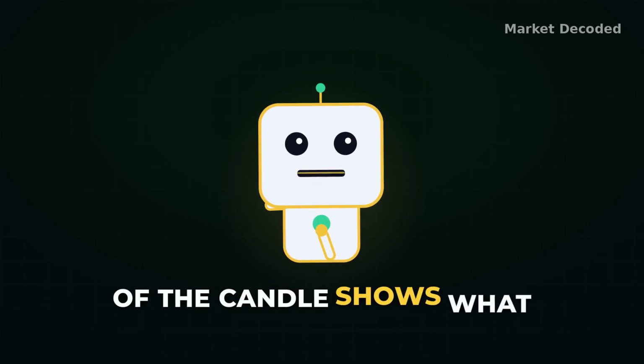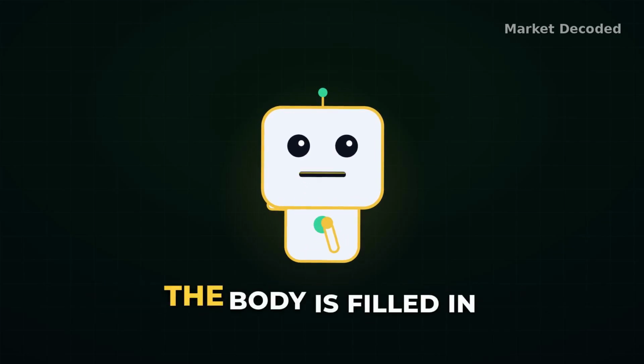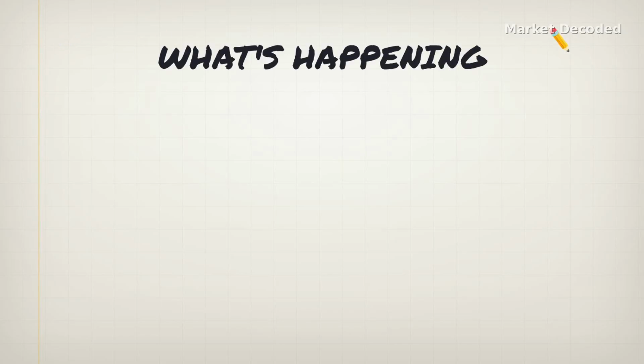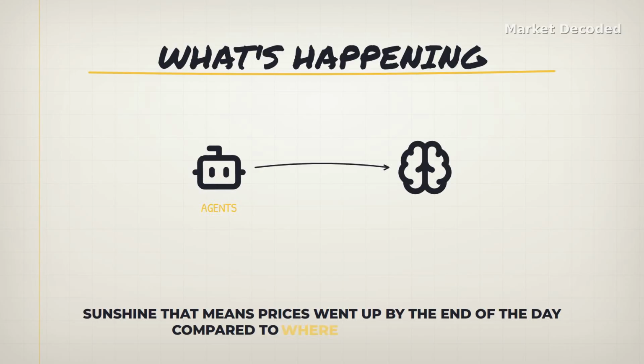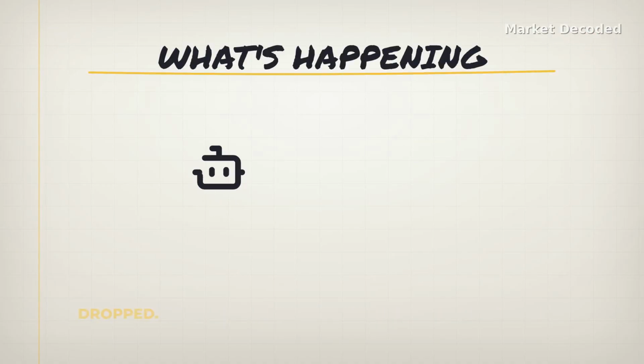The body of the candle shows what happened during that day. If the body is filled in like sunshine, that means prices went up by the end of the day compared to where they started. But if the body has an empty space, like a cloud covering the sun, that means prices dropped. And here's the surprising part.